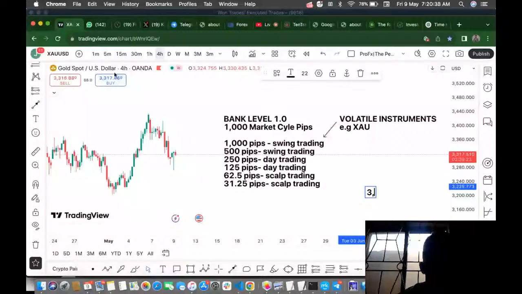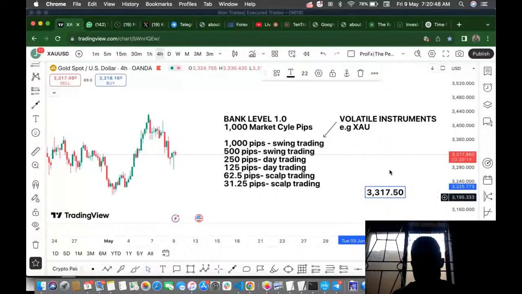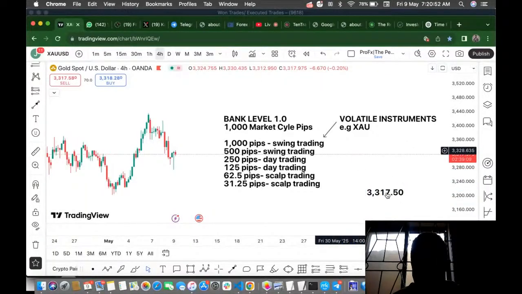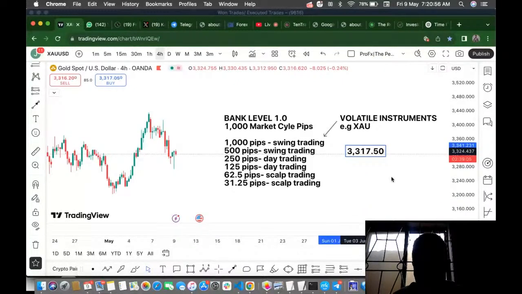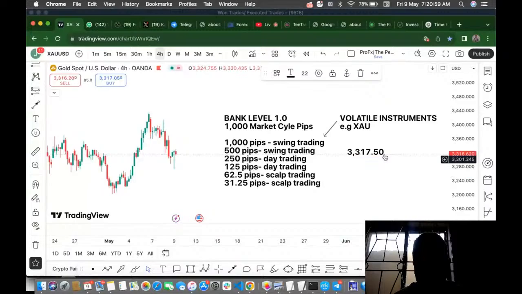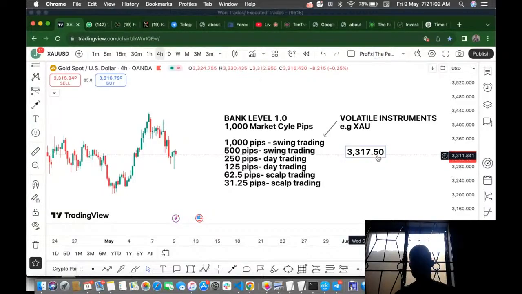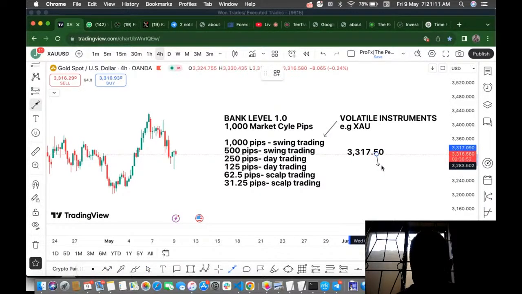So I'll write it out. Let me write out this CMP. Assuming we have 3,317.50, for example, as the current market price. The way to place this value is, the last digit is not going to be used. So we use the first digit after the decimal point. That's going to be our unit.